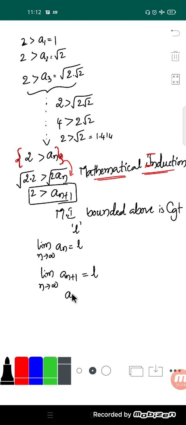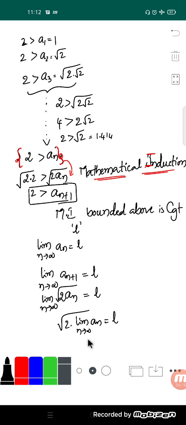So we can take 2 into limit n tends to infinity of an. For this one, this is the square root of 2 into an. So this becomes 2 into limit n tends to infinity, an is equal to L. This is nothing but L. Square root of 2L is L. That means 2L is L square. You can see here.